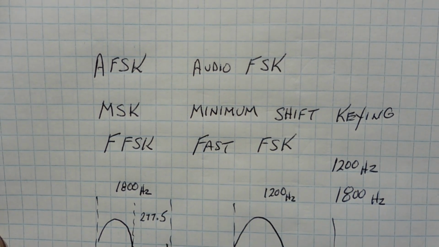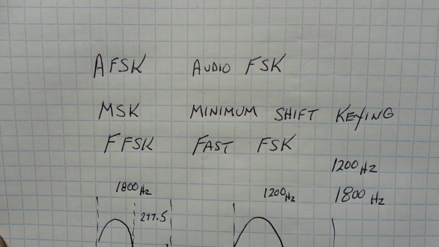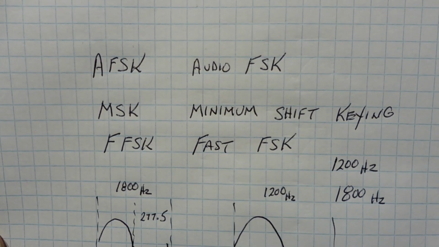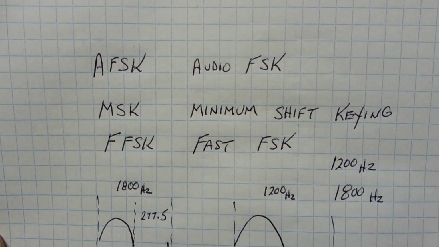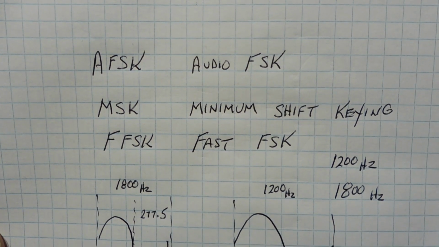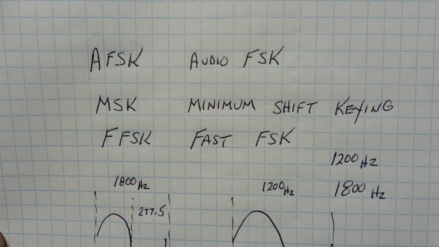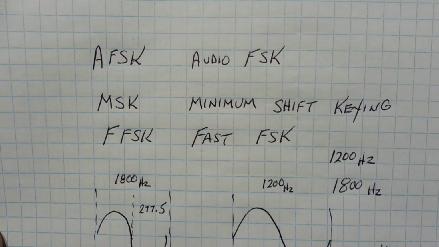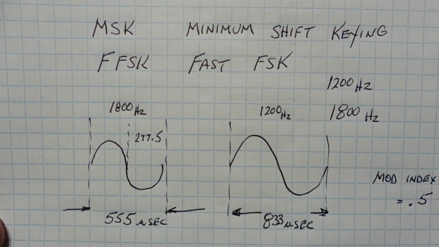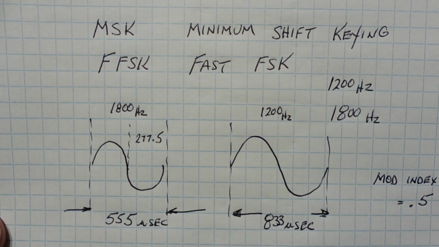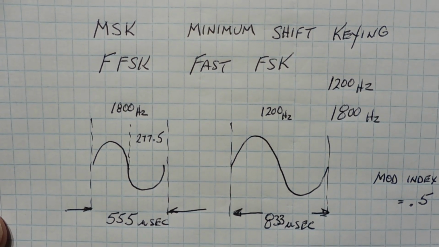Okay, we have been looking at audio FSK in this video because the mark space frequencies are in the audio spectrum. Now there's another type of audio FSK. It's called MSK, minimum shift keying. It's also called fast FSK. Now MSK is usually used in radio transmissions, and the key to MSK are the mark space frequencies. So if we have a mark frequency of 800 Hertz and a space frequency of 1200 Hertz, that will be MSK, that will be minimum shift keying.